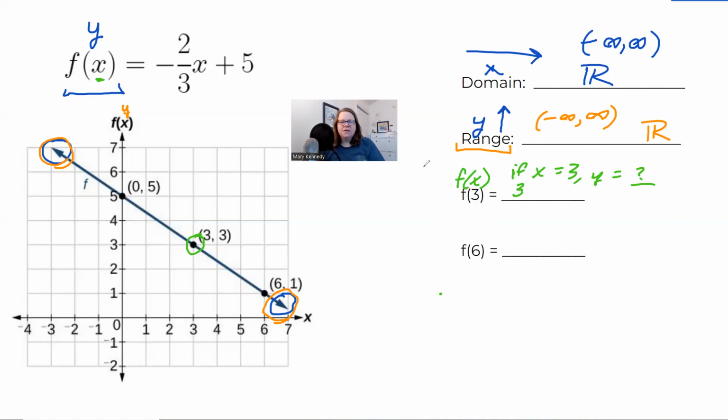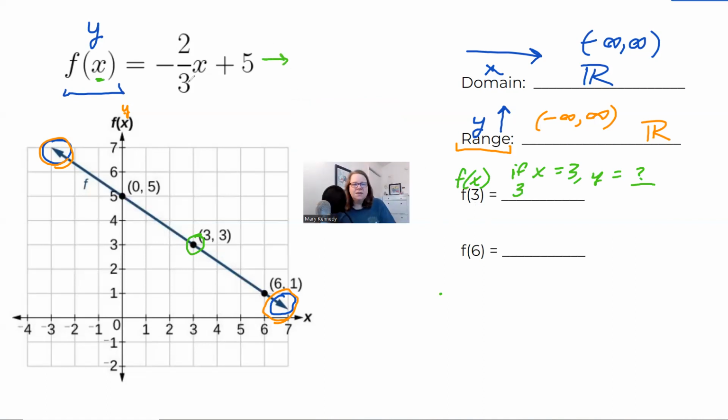There's another way we could see that, and that would be to come up to the equation and substitute. We can take negative 2/3 x plus 5 and replace the x with what they're saying x equals. It equals 3. Well, when we multiply that together, the 3's cancel. That leaves us negative 2 plus 5. 5 minus 2 is 3. So our y value is 3.